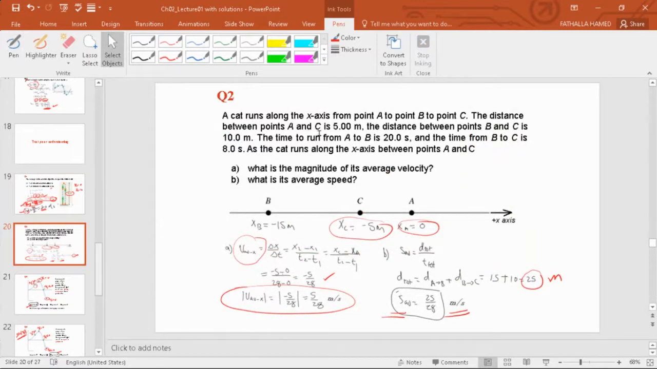In this problem, a cat runs along the x-axis from A to B. That means, if we choose A to be 0, that it's moving in the negative x direction. And then from B to C, the distance between A and B is 5. The distance between A and C is 5 meters. That means if I choose A to be 0, my starting point, then C is basically at minus 5. The distance between B and C is 10. So from B to C is 10. Relative to A, xB will be minus 15 here.